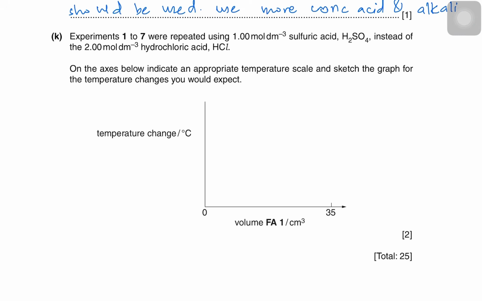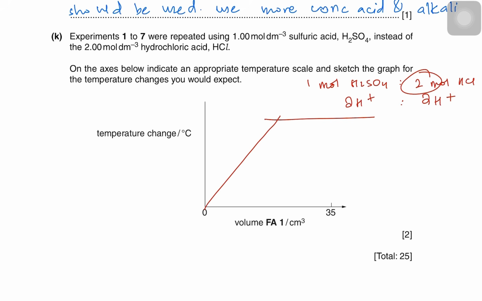Experiment 1 to 7 were repeated using 1 mole per dm cube sulfuric acid instead of the 2 mole per dm cube hydrochloric acid. On the axis below, indicate an appropriate temperature scale and sketch the graph for the temperature changes. So it's going to be very similar, right? It's going to be very similar like this. Why? Because 1 mole sulfuric acid and 2 mole hydrochloric acid both release double H plus ions. HCl because of the 2 mole concentration and sulfuric acid because of its diprotic nature. So 1:1 ratio, so the graph is going to remain the same.